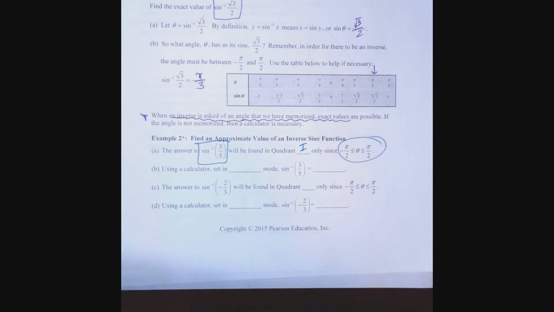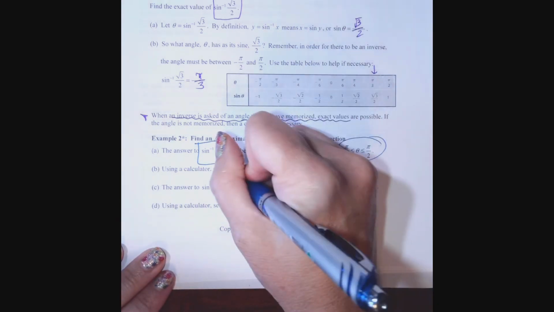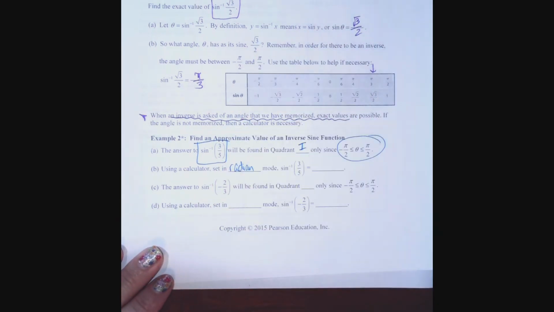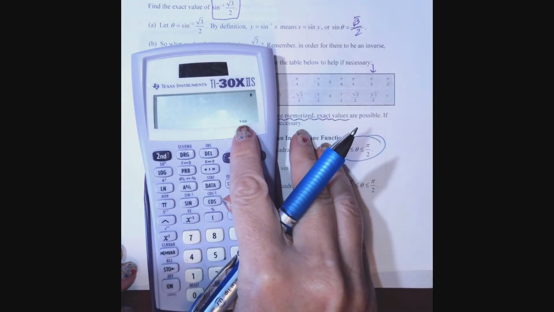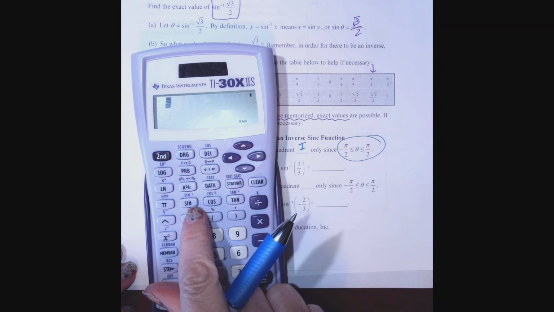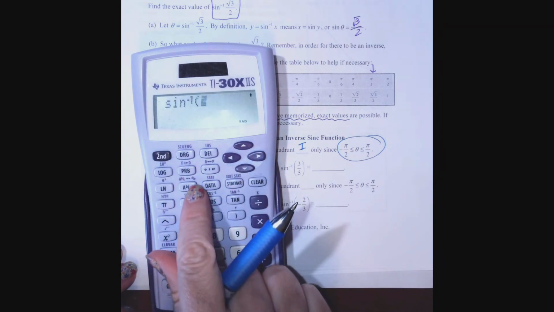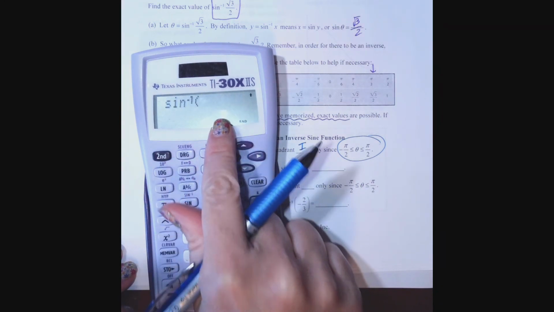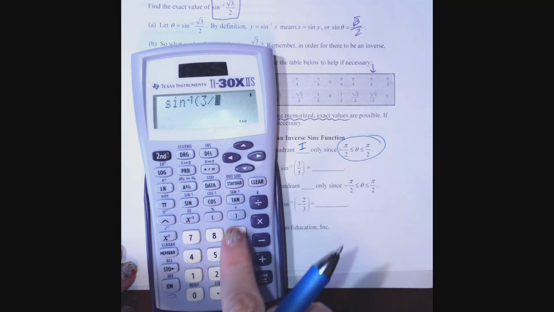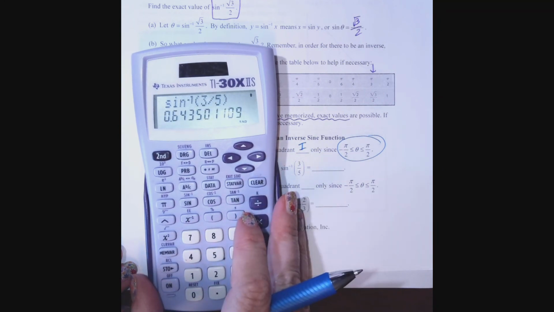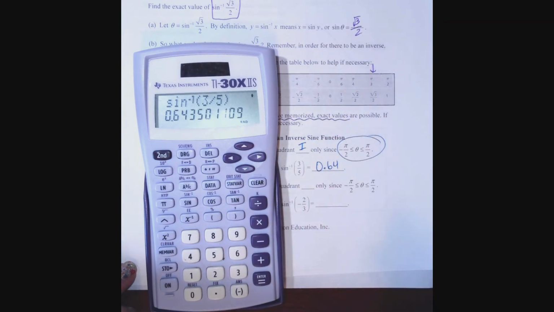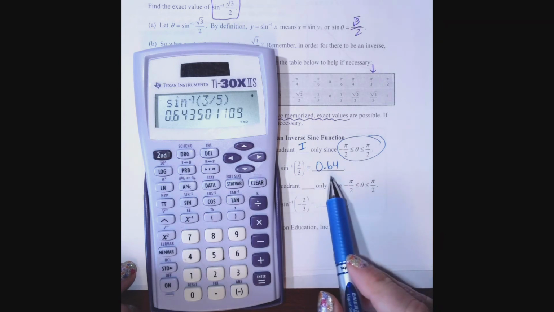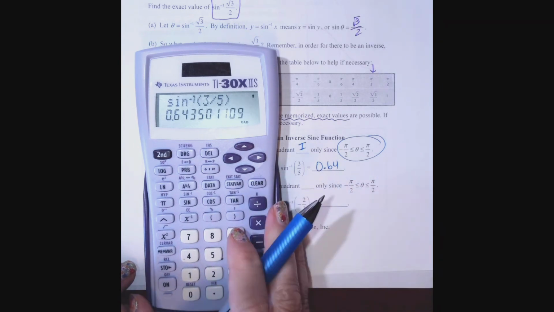Now, we're going to use a calculator set in radian mode. So you're going to pull out your calculator and make sure you're in radian mode. And then you're going to use sine inverse. So your second function sine button gives you sine inverse of 3/5. And we're going to go ahead and round that to 2 decimal places. So in radians, the angle that I'm interested in, whose sine function value is 3/5, is 0.64 radians approximately.